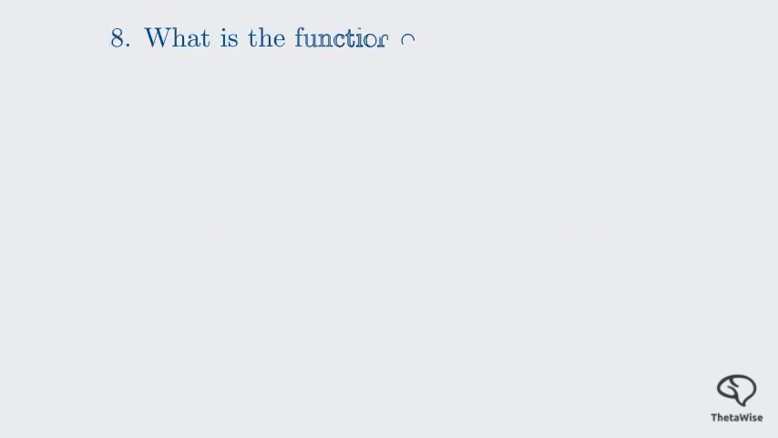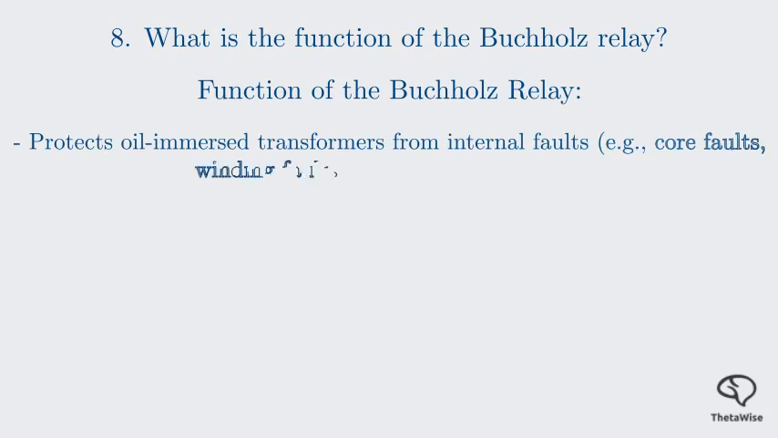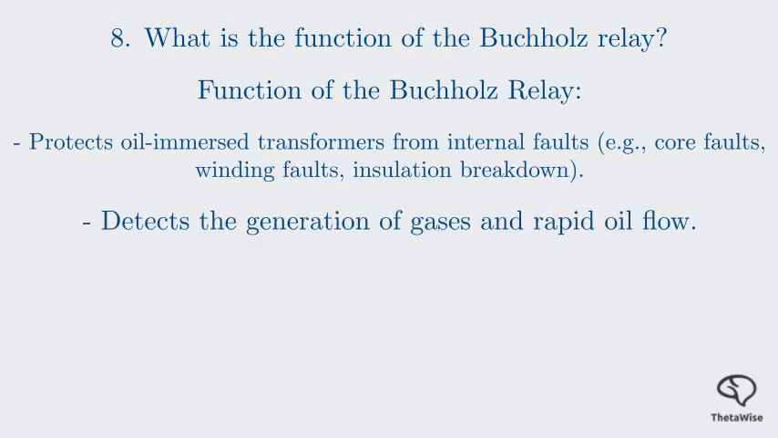Question 8 asks for the function of the Buchholz relay. The Buchholz relay is a gas-actuated protective device, primarily used on large oil-immersed transformers equipped with a conservator tank. Its main function is to detect and provide protection against most internal faults that can occur inside the transformer tank. These faults, such as insulation breakdown or core faults, generate gases and cause oil movement. It's a two-stage device that detects these internal problems.